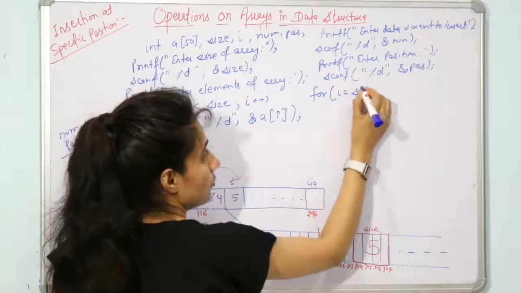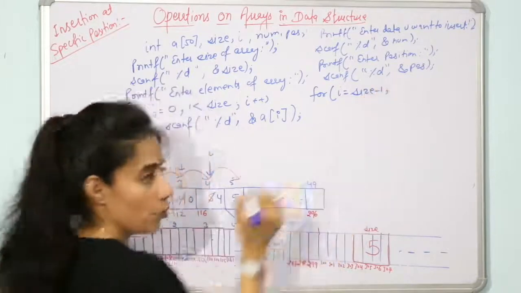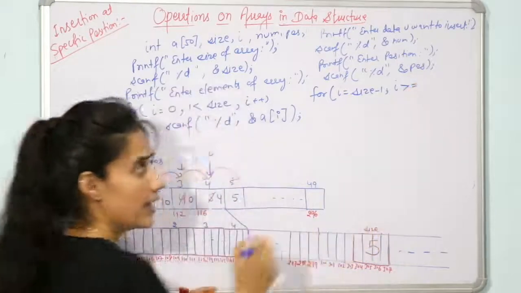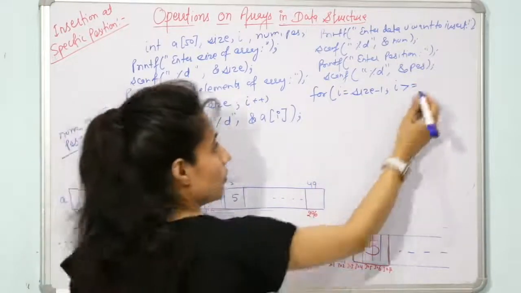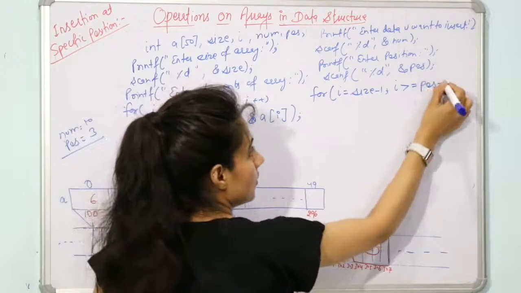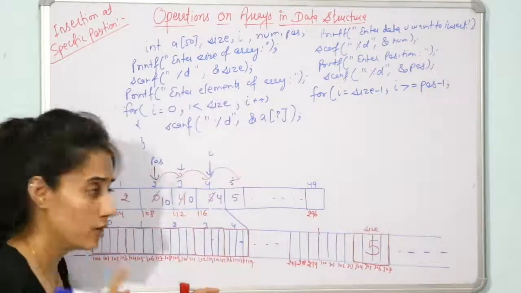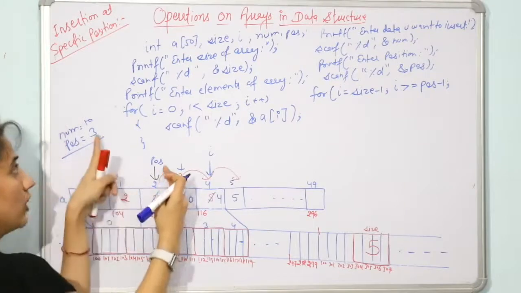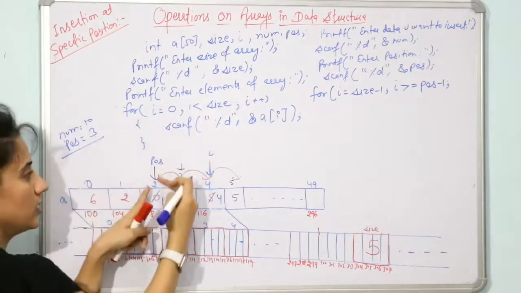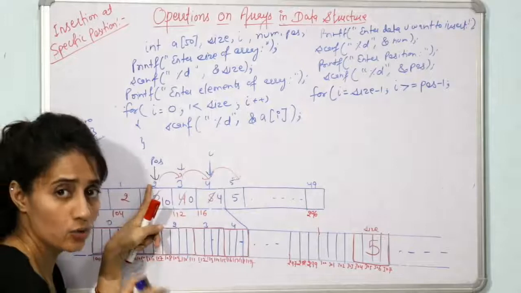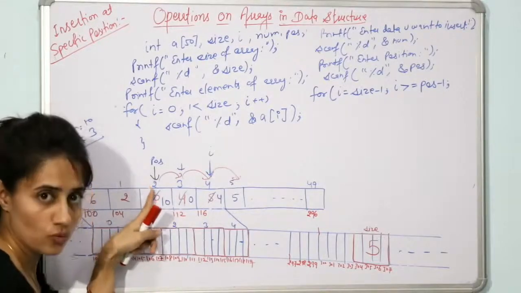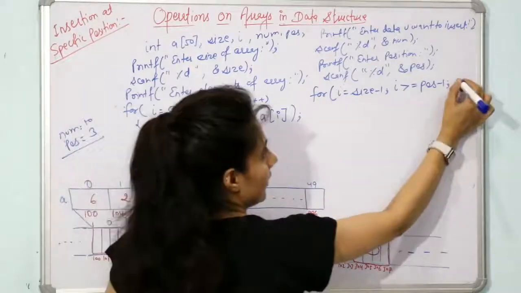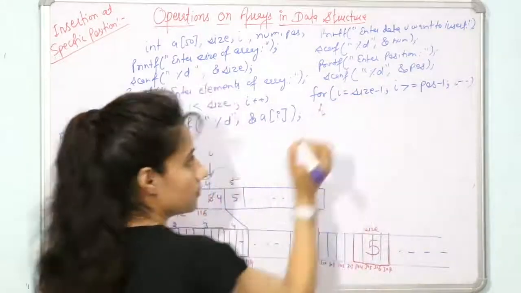So here I am starting from size minus 1. And I should be greater than or equal to position minus 1. See, I will go till the value 2 and position value is 3. So 3 minus 1, that is till 2. So I should be greater than or equal to 2. From here to here you are going to shift, and here you will write I minus minus.